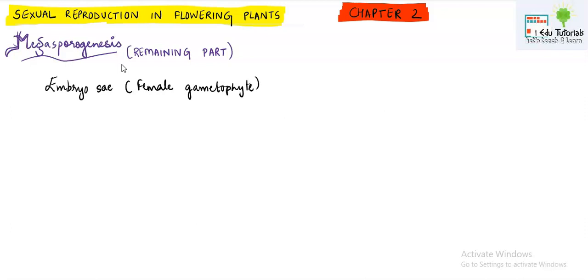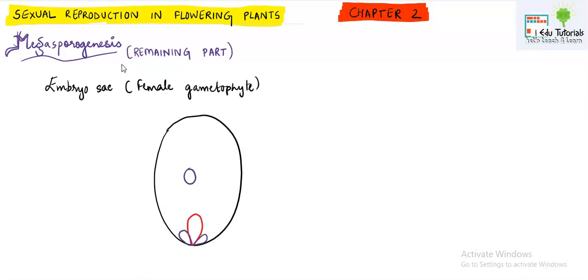And you already know that whenever embryo sac is formed, it has 7 cells. So these are the 7 cells which I am drawing. 2 cells in the center, 3 cells at the upper end. Again, important thing to note down is that micropyle end is located here and chalaza end is located at the top, because we are talking about an embryo sac that is present in an inverted ovule.